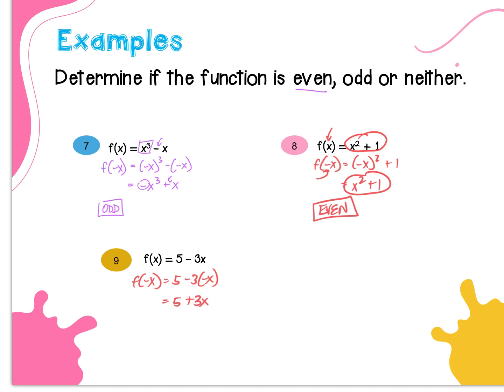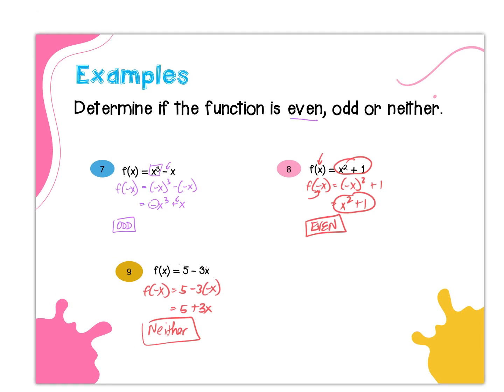Now notice this one. It's not the same as the original f of x, so it's not even. Both signs didn't change. If it was odd, my 5 would become negative and my negative 3x would be positive 3x. Only one thing happened. So this is neither even nor odd, okay? Which means it's not going to be symmetric to the y-axis, and it's not going to be symmetric to the origin.